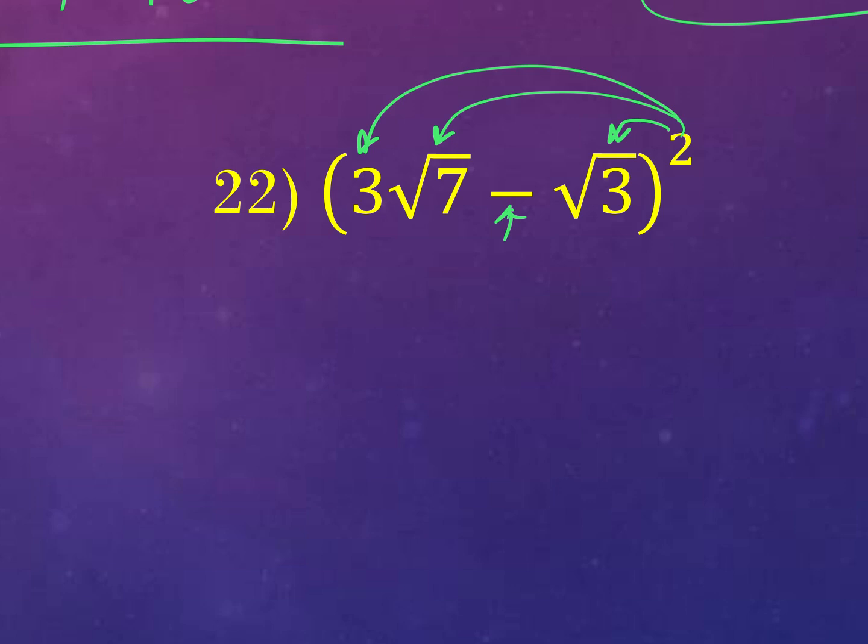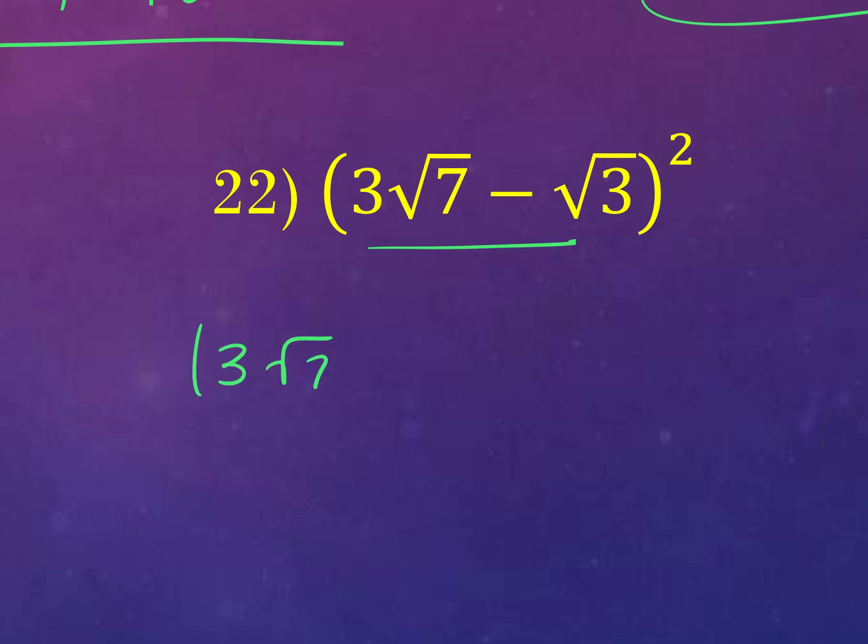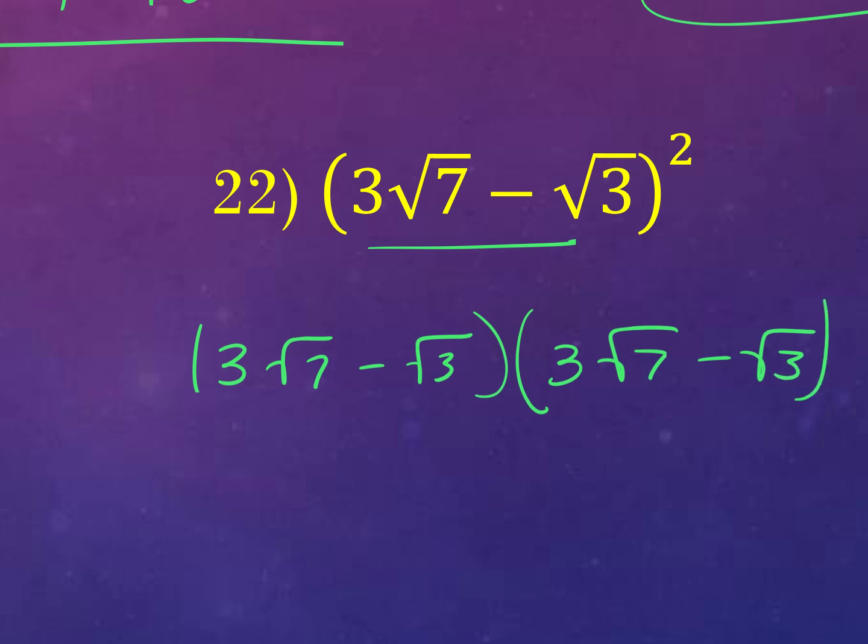So what this is saying, hold on. What this is saying is I have this parenthesis how many times? Twice. This is saying 3 root 7 minus square root of 3 times 3 square root of 7 minus the square root of 3. This says quantity squared. It's like x plus 4, quantity squared. It's not x squared plus 16. It's x plus 4 times x plus 4.